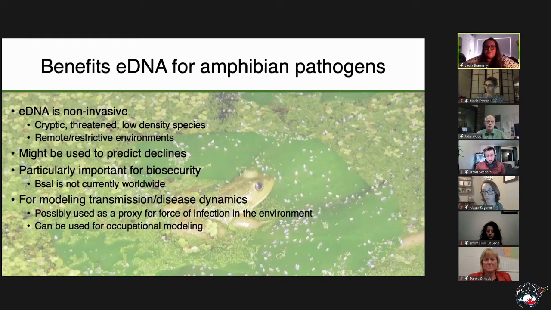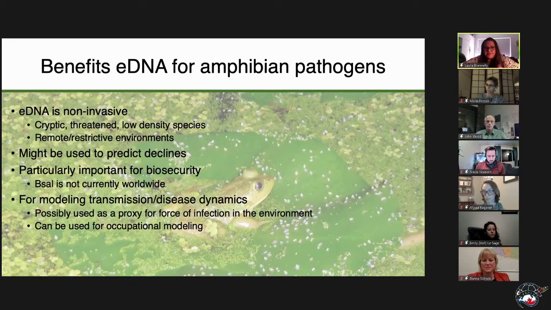eDNA can also be used for modeling, so this can be done for transmission or disease dynamics. One possible use of it, if you can get quantity of DNA in the environment accurately, is that you could potentially use it as a proxy for force of infection. So eDNA or water filtering could potentially pick up the pathogens that can infect the host. So the amount of pathogen that you pick up might indicate whether force of infection is high or low.